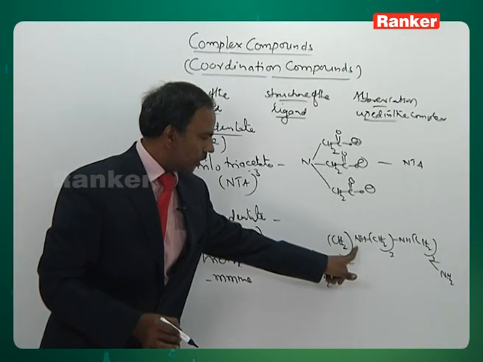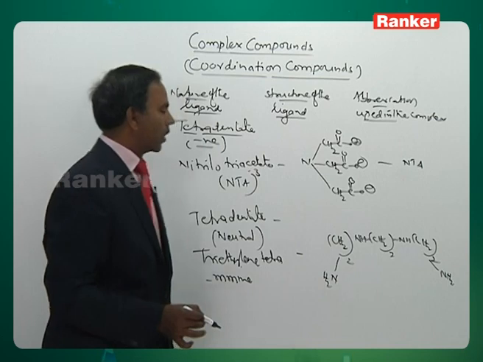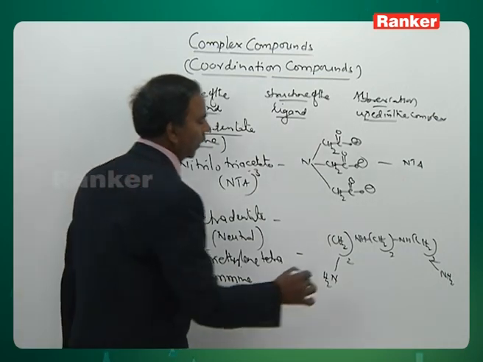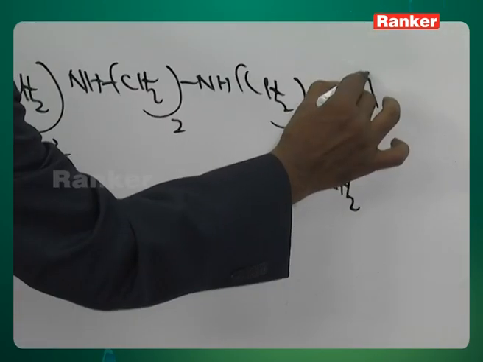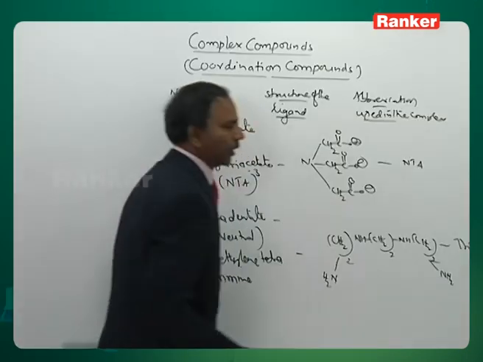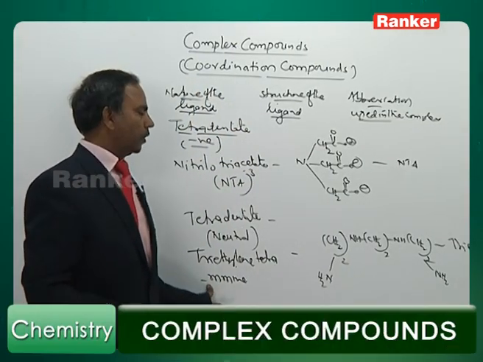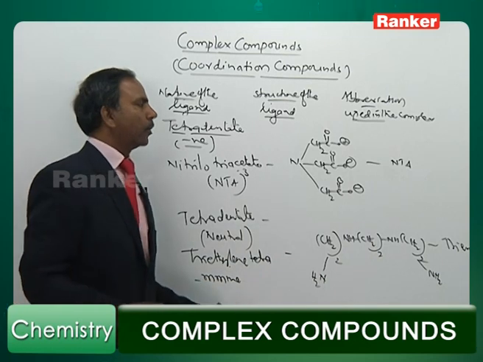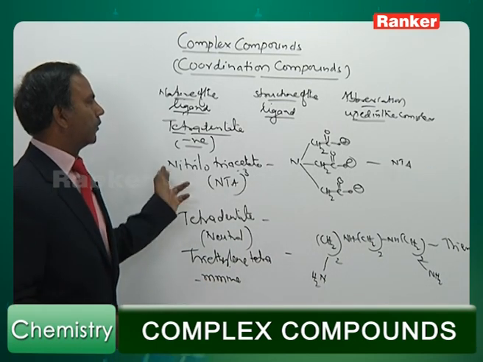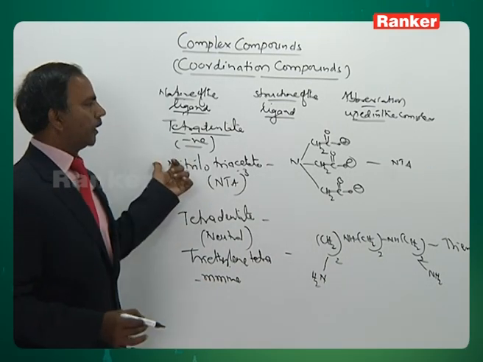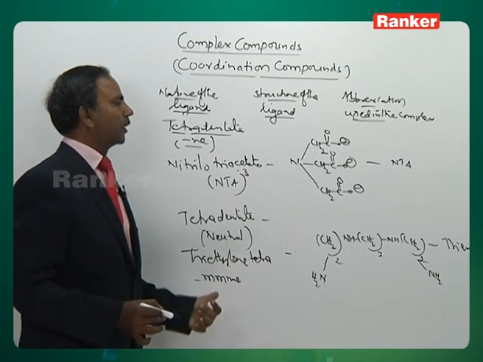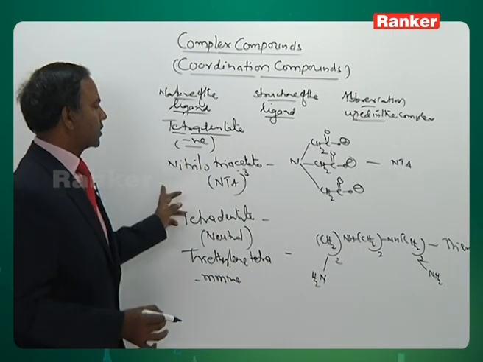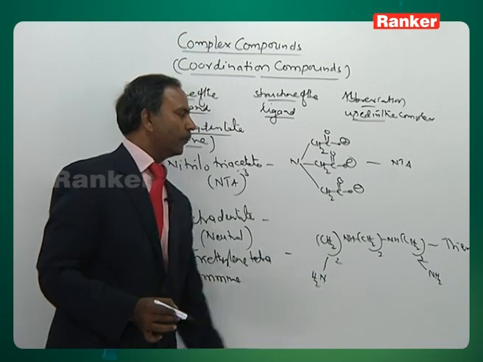First donor, second donor, third donor, fourth donor, therefore it is tetradentate neutral. It is represented in the complex as trien, triethylene tetramine. So under tetradentate, negative and neutral, these two are important: one is NTA, the other is trien.